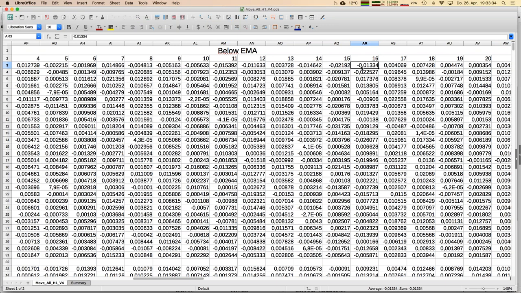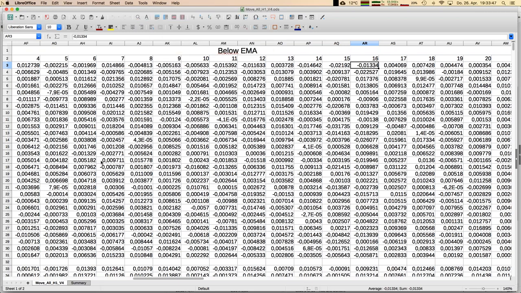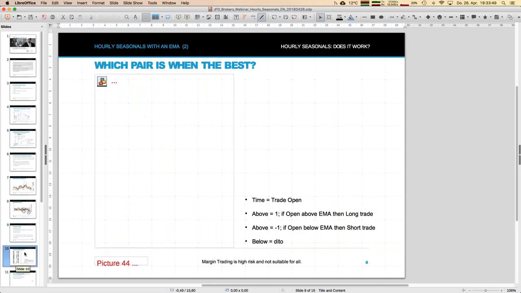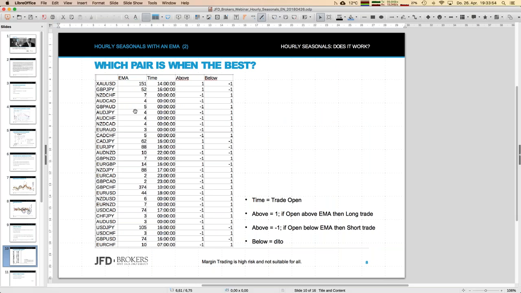And I have been interested in what are the best times for each Forex pair. That kind of analysis I have already summarized for you within one slide. Let's directly look at that. And you can see here the summary.